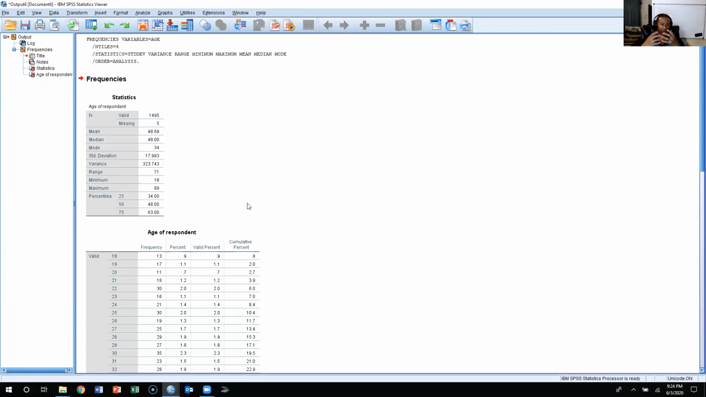So even though it doesn't directly give us the IQR, we already know what the IQR is, because the IQR, or interquartile range, is Q3, which we know is the 75th percentile, which is 63, subtracted by Q1, which is the 25th percentile, which we know is 34. So 63 minus 34, we know that our IQR is equal to 29.